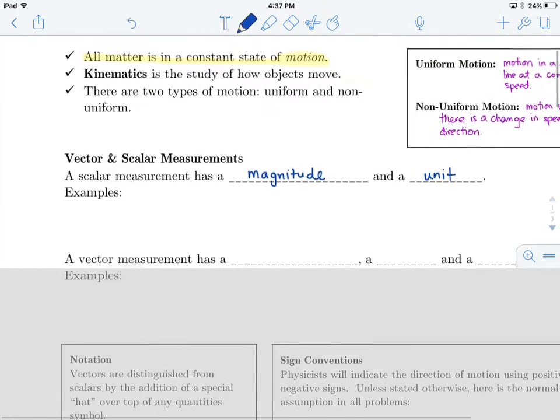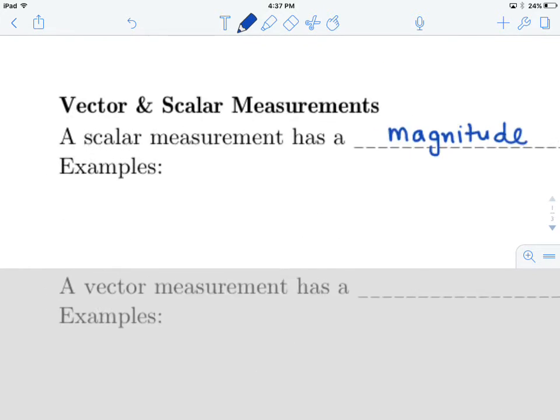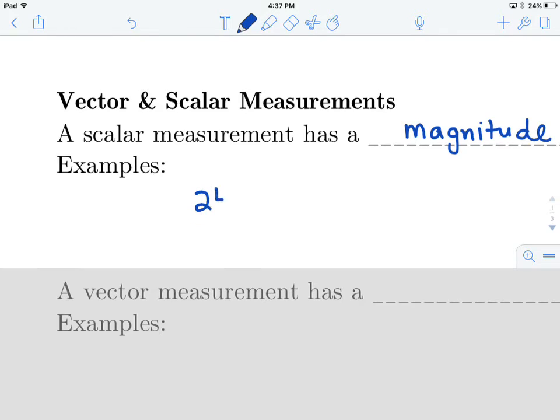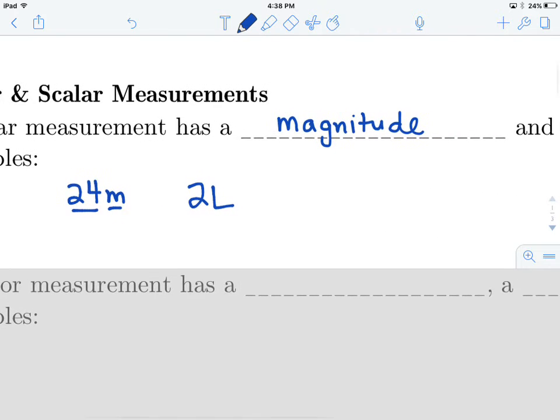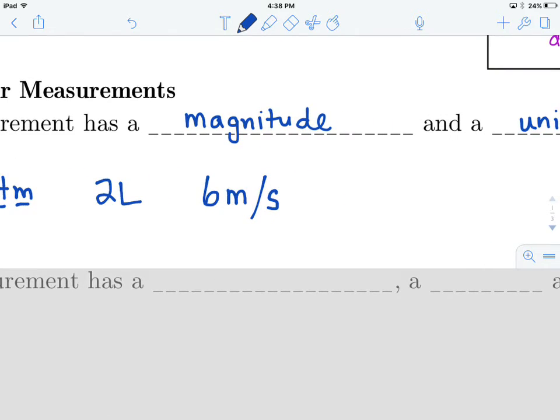Typically these would include, say, a distance of 24 meters. So we have a magnitude, which is a size, and we have a unit. If you buy a 2-liter carton of milk, that's a scalar measurement. Also, we could say a speed: he was traveling at 6 meters per second. And last but not least, another example would be a mass, say 75 kilograms. Again, a magnitude and a unit.